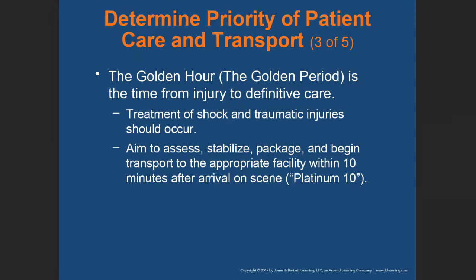So the patient needs to get pre-hospital care and definitive care as soon as possible. Right? That's what we call the golden period. Certainly you don't want to be going outside of an hour, maybe 2, right? And within that golden period, you have a platinum 10 minutes, where you have to assess, manage issues, package, and transport, and get your patient ready for transport.